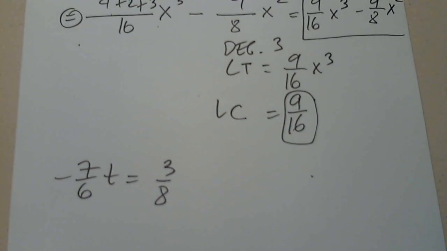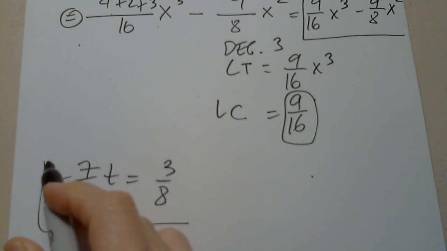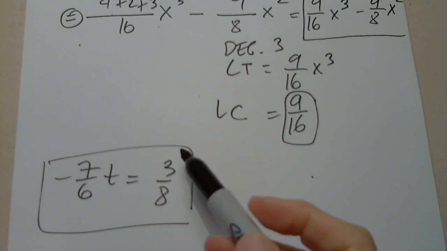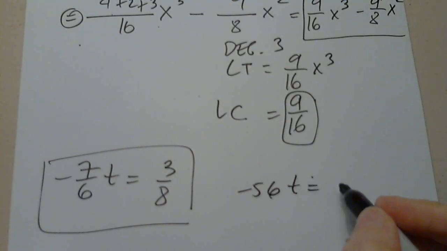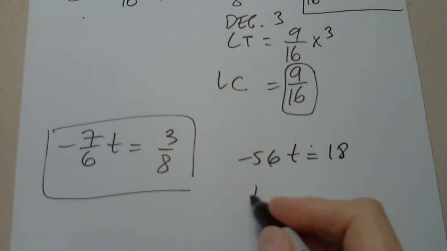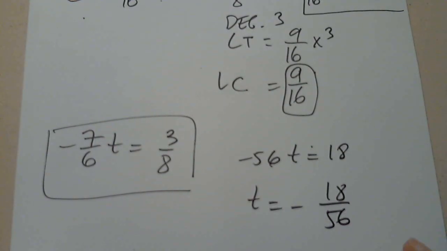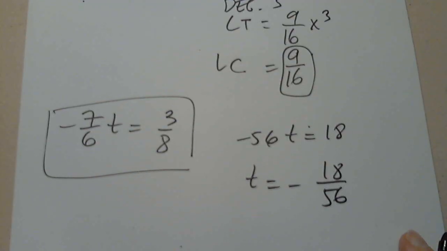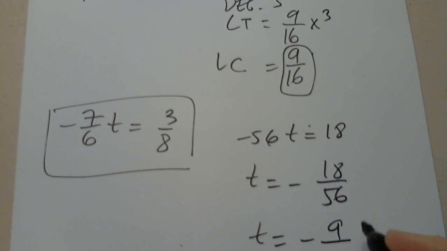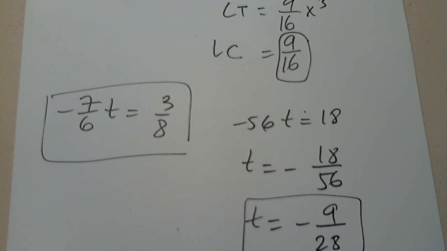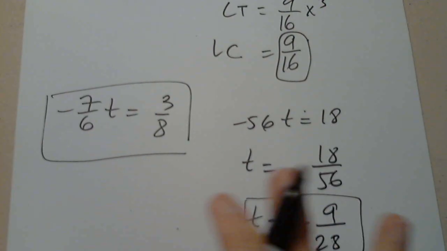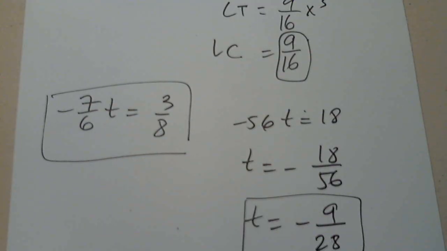This is a typical situation for a proportion. It's a proportion. I will not even worry about it. I will cross multiply. Negative 56t equals 18. So t equals negative 18 over 56. I can simplify by 2. So t equals negative 9 over 28. And there is nothing else I can do. You don't have to do anything else. It's a proportion. You cross multiply, and that's the end of it.